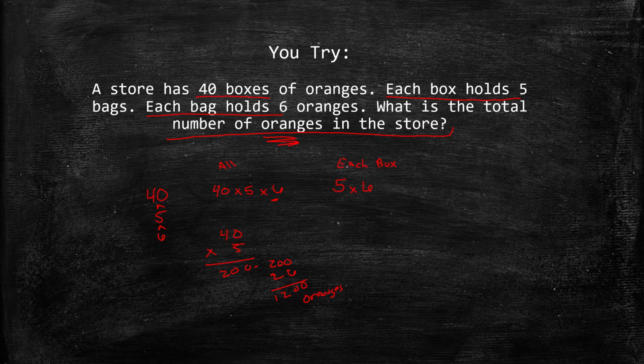Okay, so now, each box. So we could go 5 times 6, and that's going to give us 30. That's how many oranges are in each box. But how many boxes do we have? 40. So we can multiply 30 times 40. 0, 0. Now remember, we bring down a 0. Now after you bring down a 0, then you start multiplying.